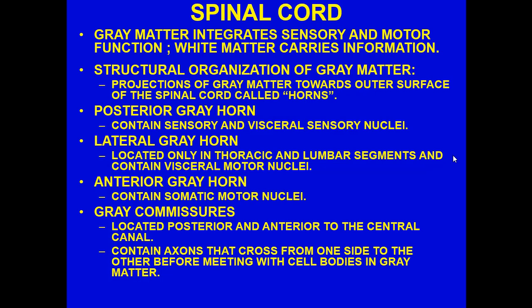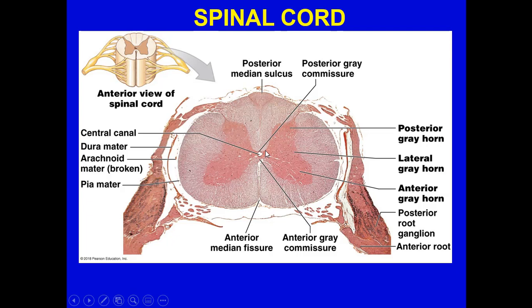All right, because you've got cell bodies connected on one side that will communicate with cell bodies on the other side of the gray horn. So here are the gray commissures, here and here. Here's the central canal. So if I want to have some cells here communicate with cells to the other side, they're going to have their axons and perhaps other structures communicate through this area here called the gray commissures. This is the posterior median sulcus. This is the anterior median fissure.